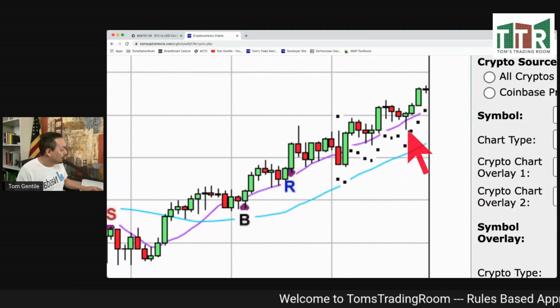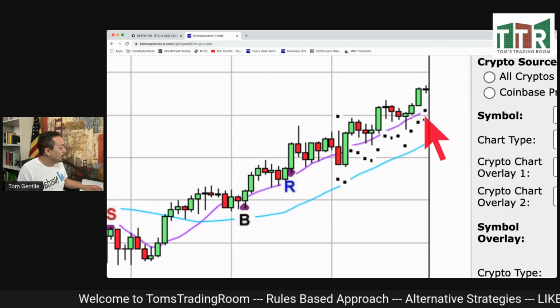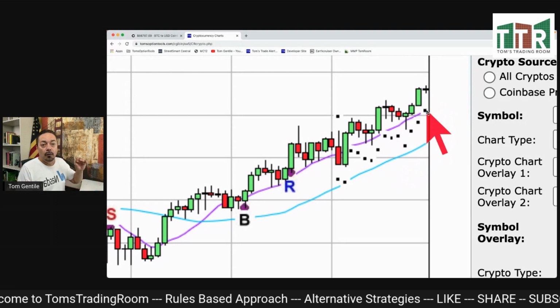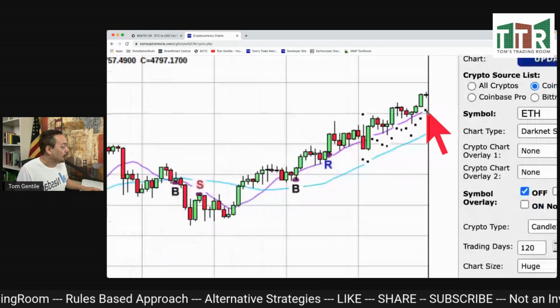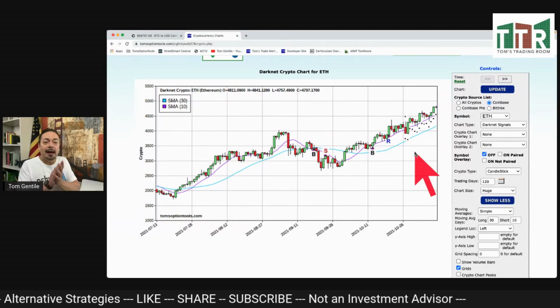These dots you see on the screen, these are stop darts that are telling us that if Ethereum closes down below the current dart, then we will indeed get a sell signal and move aside on Ethereum. So that's ETH. I'm going to end with Doge.